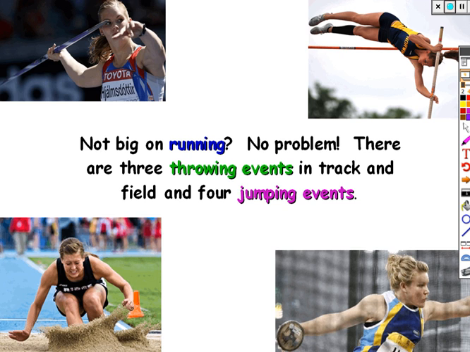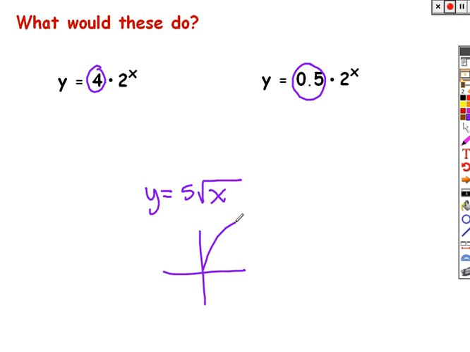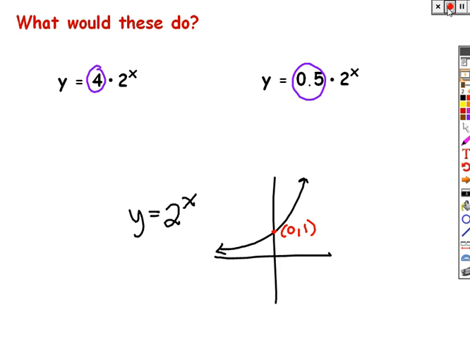All right, continuing on. So what would these do? What if my a value is not 1? Or what if that initial value changes? Well, let's go back to the parent graph of, what did something like this do? Well, that just vertically stretched your square root graph. So same idea here, if I'm multiplying by something that's bigger than 1, this is just going to vertically stretch the graph. Ooh, this is not really to scale.